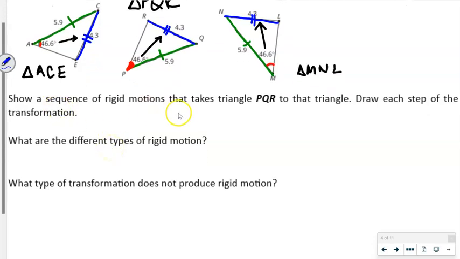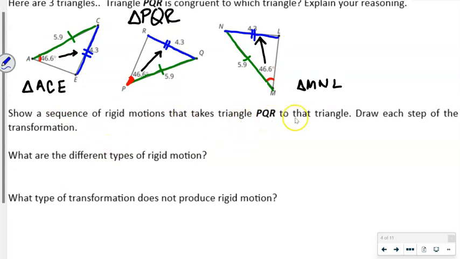Then it says, show a sequence of rigid motions that take triangle PQR to that triangle. Well, if we're looking at what the rigid motion would be to take us from this one to that one, it looks to me like, let's think, yeah, both of them would be a rotation, right? Wouldn't it? So it would be pretty easy to do a rotation. So what are the different types of rigid motion? Let's talk about that right now.